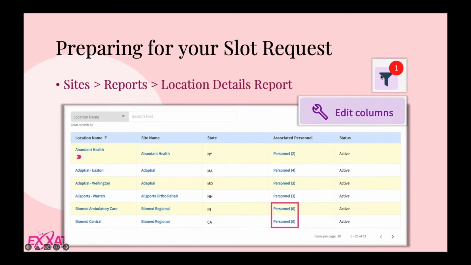You can also use the funnel if you're looking for only active sites or only sites in particular states or whatever. But the Edit Columns will allow you to narrow in on the most important columns for this particular report that you're looking for.